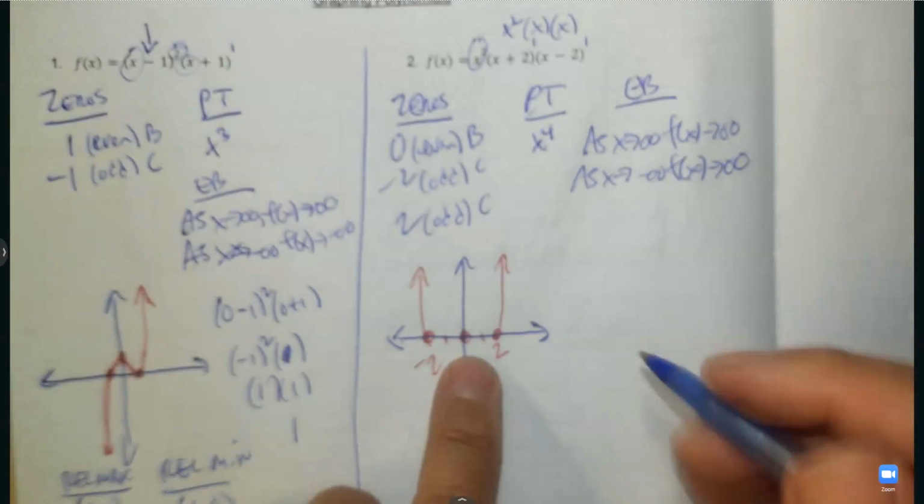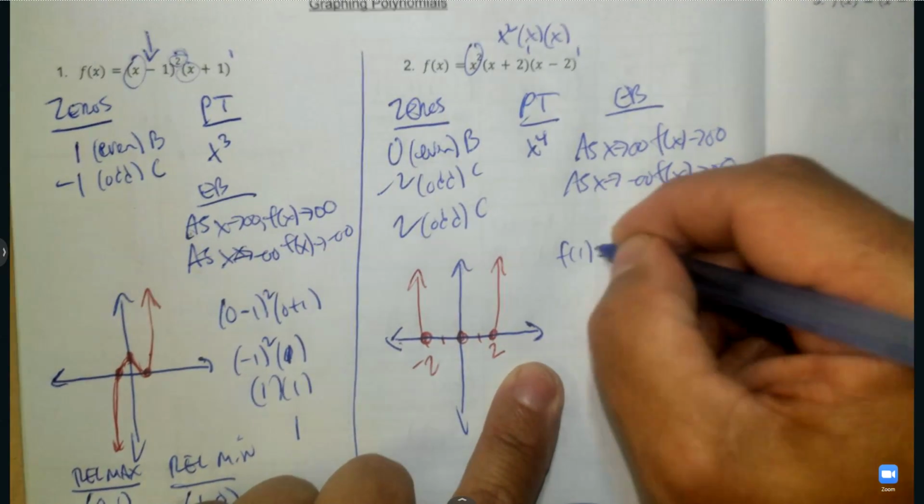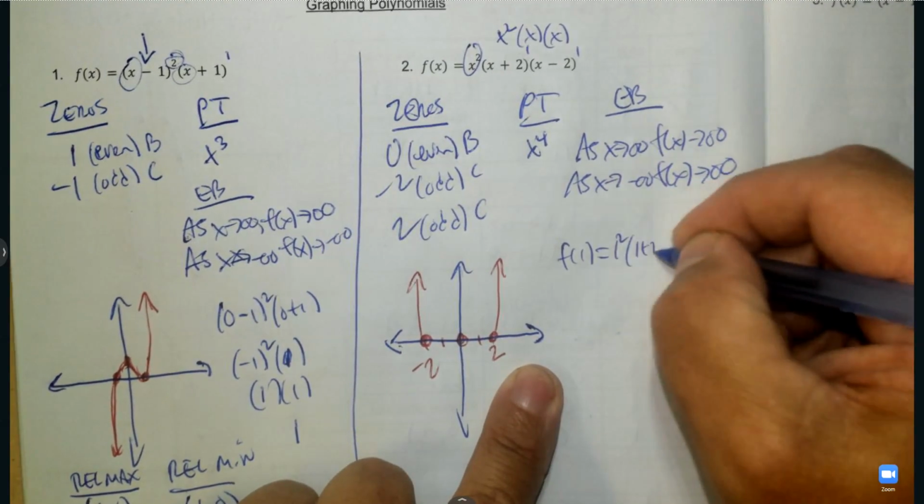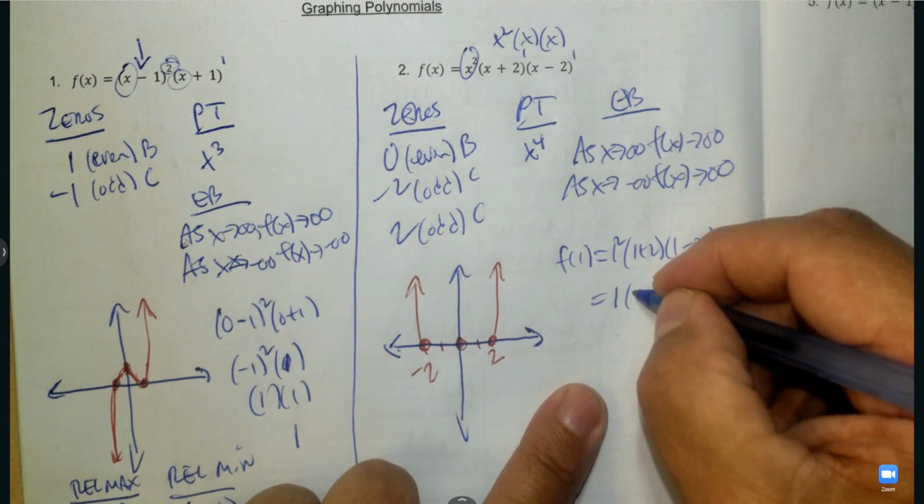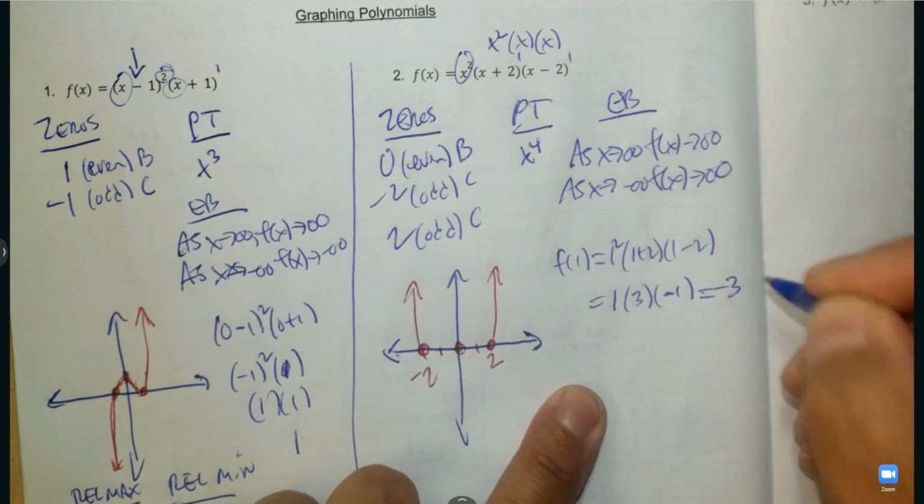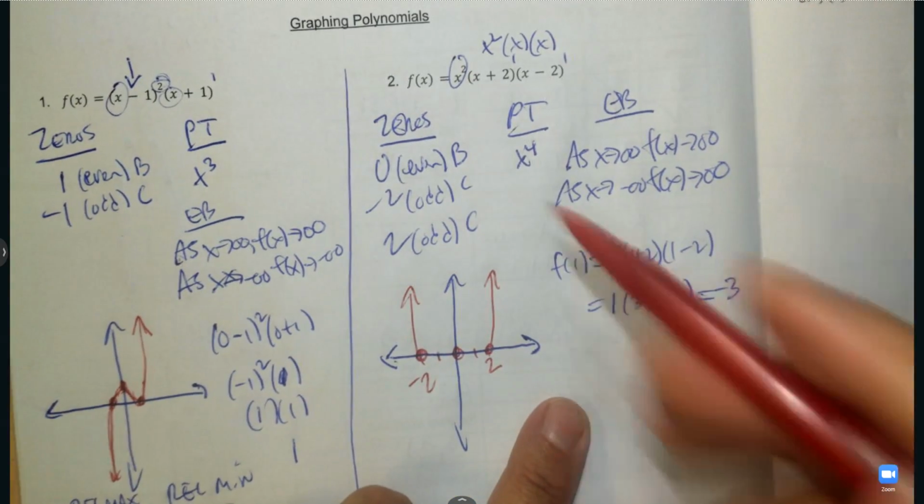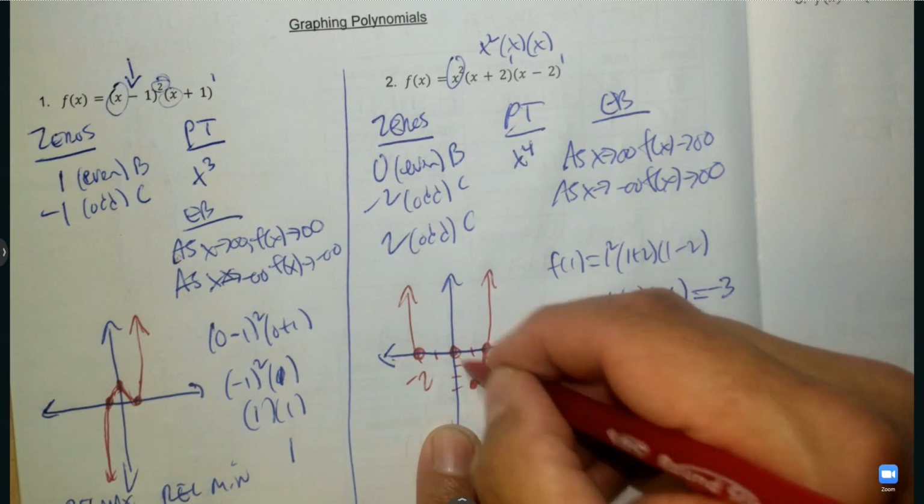So we have a gap at positive 1. So I'm going to plug positive 1 in and then solve it for the y value. So 1 times 1, 1 plus 2, 1 take away 2. So altogether that gives me the answer negative 3. So at 1, the answer is negative 3. So you can see I'm already beginning the graph.